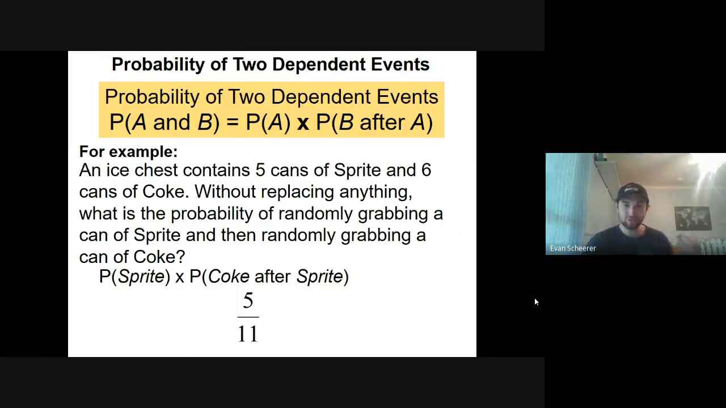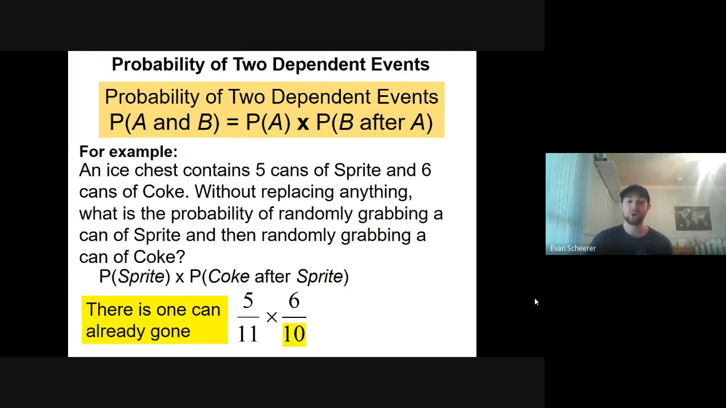But now, say you grab the Sprite. So now there's not 11 cans left, right? There's 10 cans left. But how many Cokes are there? There are 6 cans of Coke and there's 10 total. So 6 out of 10. 1 can is already gone. So therefore, there are only 10 cans left. So you multiply that and you get 30 out of 110, which simplifies to 3 out of 11. So your probability of grabbing a Sprite and then a Coke is 3 out of 11.